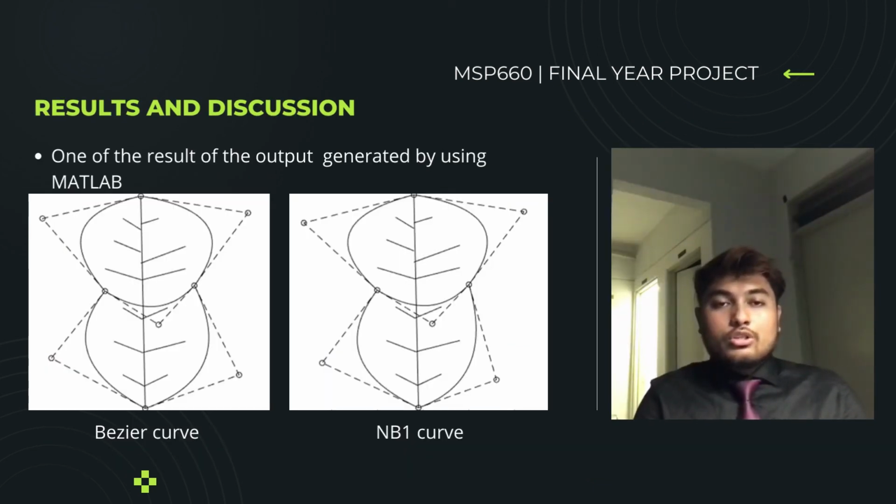Okay, now I will continue with the result and discussion. After going through all the process, this is the output generated using MATLAB, where the left side is by the Bezier curve and the right side is the NB1 curve.